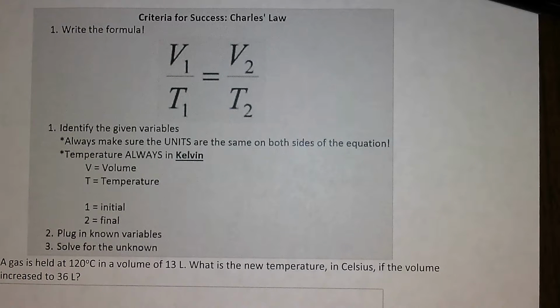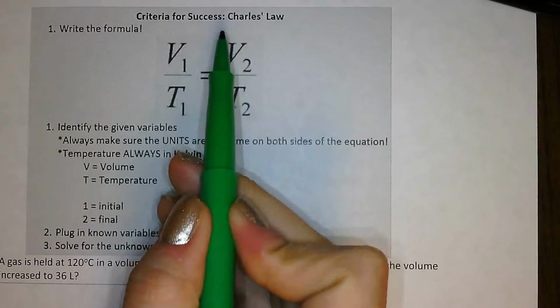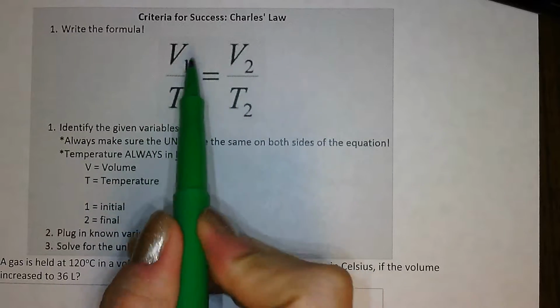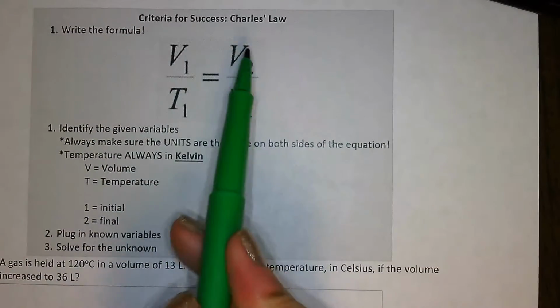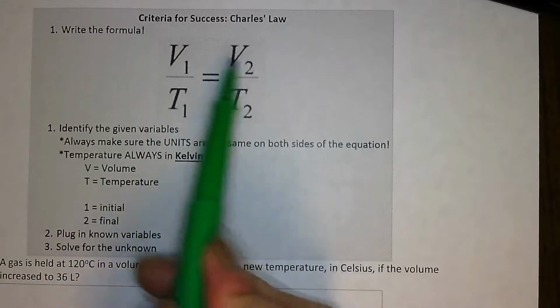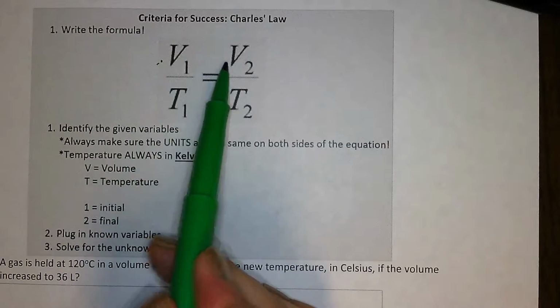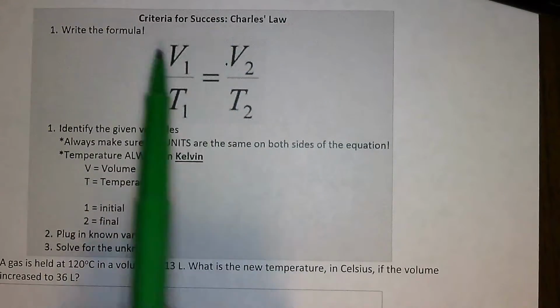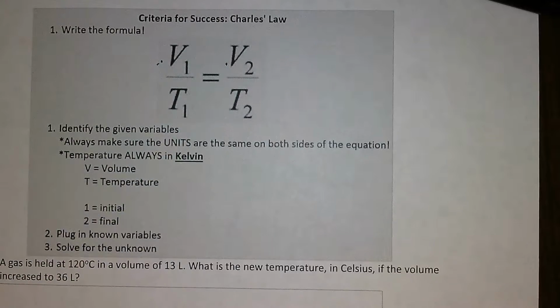All right, next we got Charles' law. So Charles' law relates volume and temperature. Again, if you notice, this is based on the combined gas law where we used to have pressure up here. But we're only dealing with volume and temperature, and it assumes that pressure is the same.